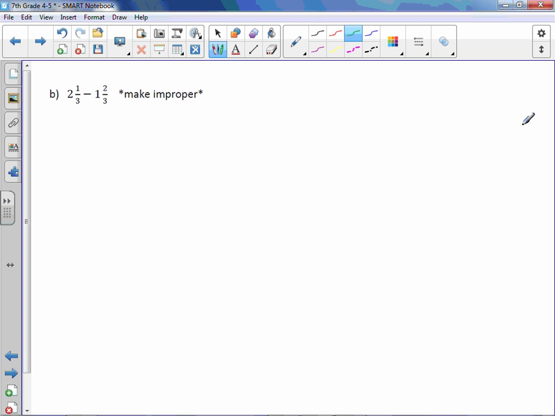Let's do the same problem but make them improper. So 2 and 1/3 minus 1 and 2/3. You definitely need common denominators, which we have. So now let's make them improper. And a lot of you may prefer this method better.